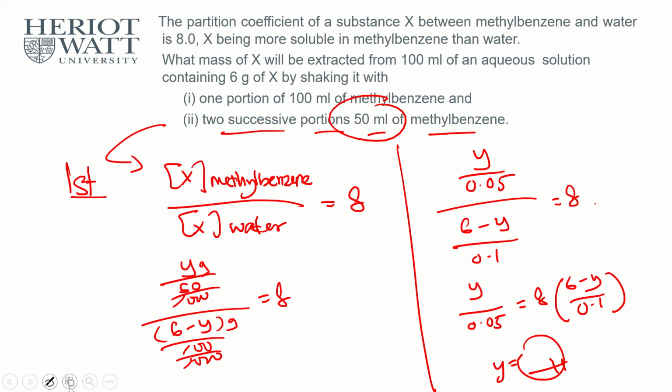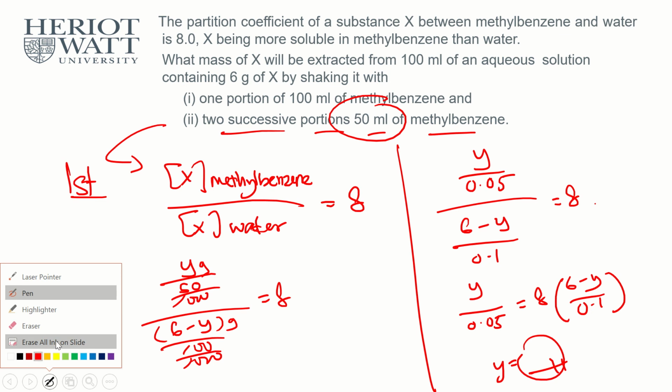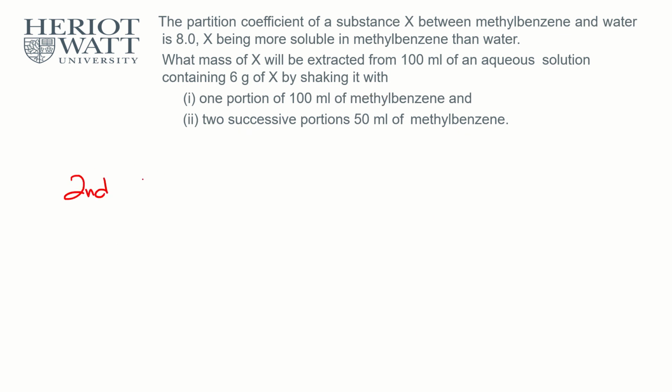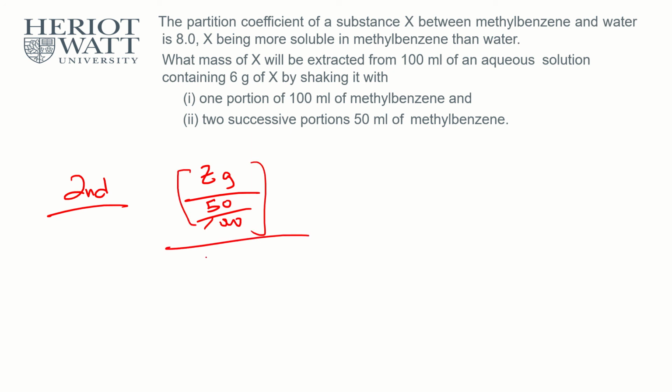So then, sorry, I have to erase that. Second portions is Z grams, for example, over 50 divided by 1000 or 0.05. All right, divided by, is it still 6 minus Z? No, it's actually using the Y just now. Y, 6 minus Y, the remaining, minus Z grams over 100 divided by 1000 or 0.1.